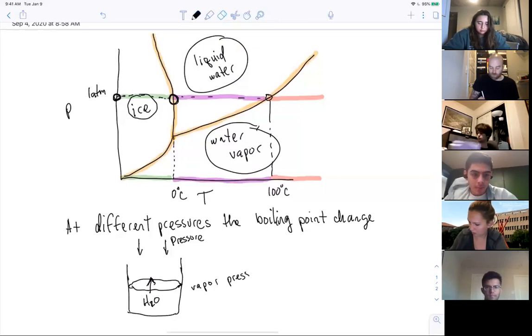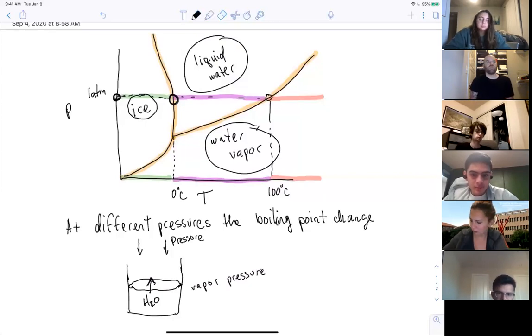So the vapor pressure itself is a property of the substance that's based on the intermolecular forces. So that doesn't change. Let's see, is that true? That doesn't change with the pressure.